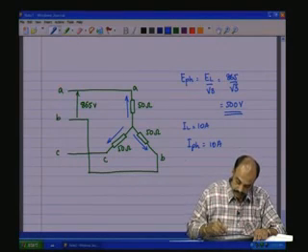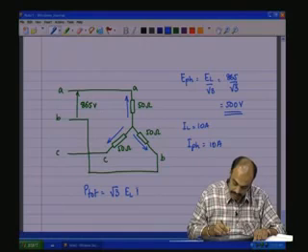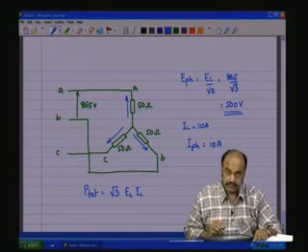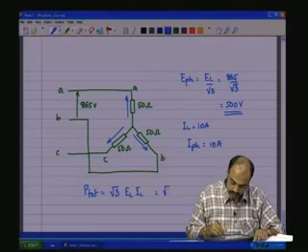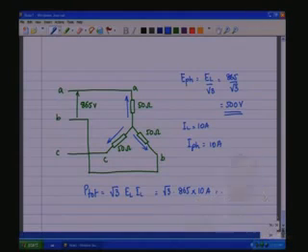And the third thing is the total power, P total, which is equal to root 3 EL IL cos phi. As it is a resistive load, cos phi is equal to 1. So, this will be equal to root 3 into 865 into 10 amps, which is equal to 15 kilowatts, or 3 into E phase I phase, which is also 15 kilowatts or 15,000 watts.